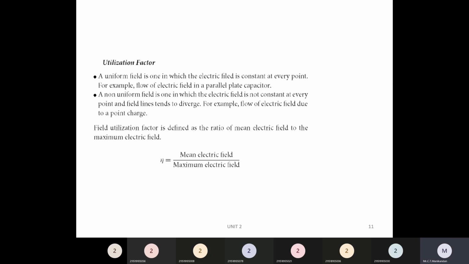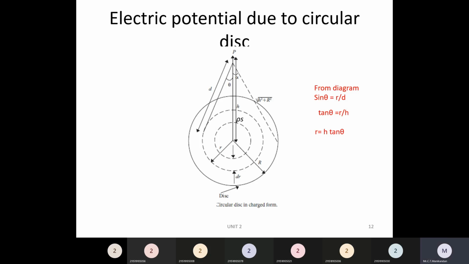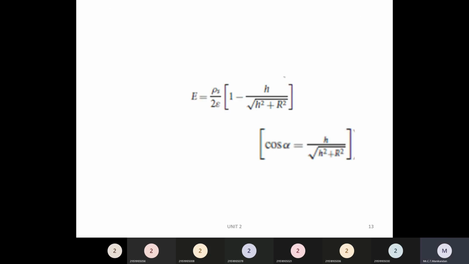If you take a parallel plate capacitor or anything, you will be getting the ratio. Similarly, you can find the electric field due to a circularly charged disk and an infinite line; all these concepts you have seen. Similarly here, what is the potential due to a circular disk? If you know the electric field due to a circular disk, from that we can extract the potential.